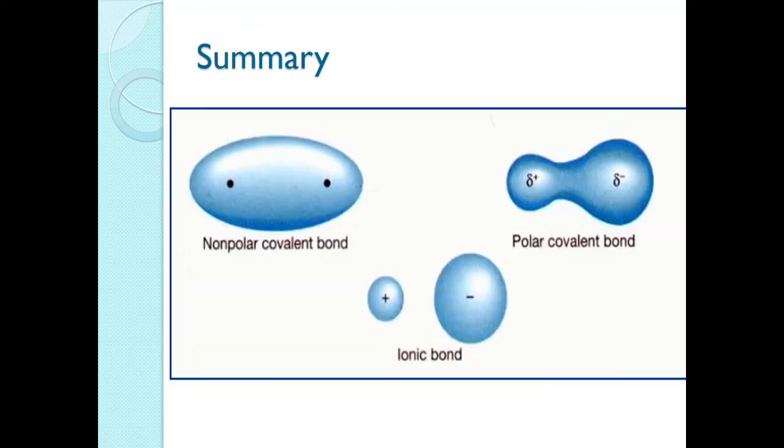Okay, all right, so summary: a nonpolar covalent bond, remember, they have the same electronegativity, so their electrons are going to be shared evenly. In a polar covalent bond, you're going to have one atom that is stronger than the other. You're going to have an atom that's more electronegative than the other. Okay, and then the more electronegative one is going to pull those electrons closer to it. And then an ionic bond, they do not share electrons.